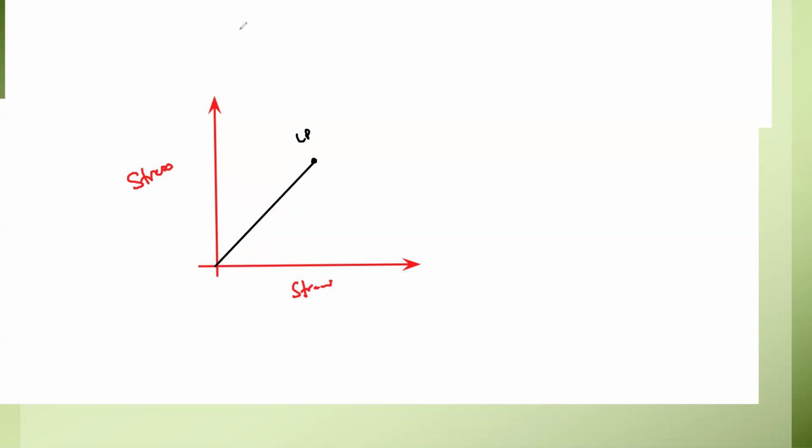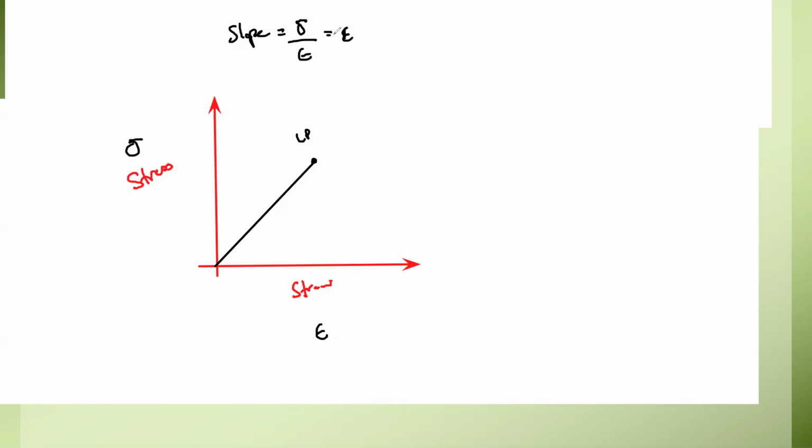What about the slope of this graph? When we work out the slope of the graph, it will be stress divided by strain, because the quantity on the y-axis divided by the quantity on the x-axis will give us the slope. So stress over strain is the Young's modulus. So if I need the Young's modulus, I can work out the slope.